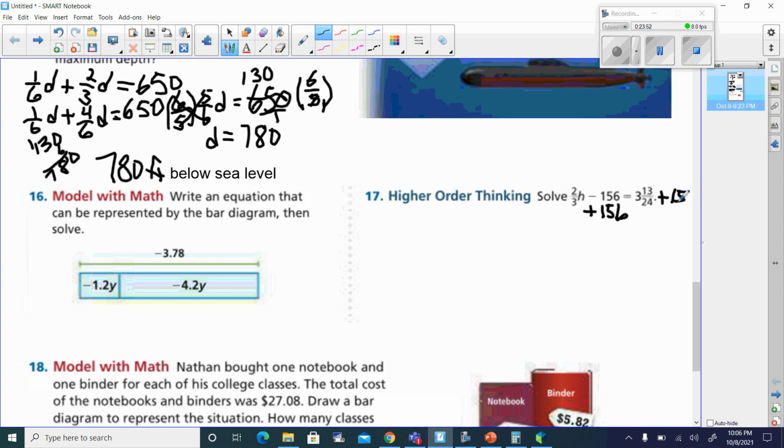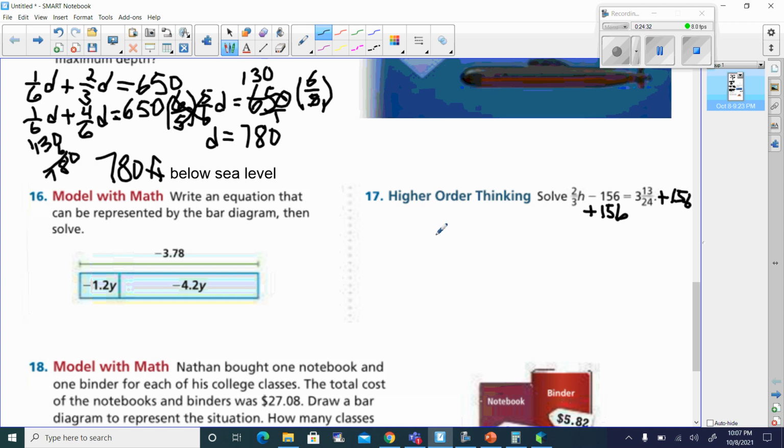This is where it gets kind of ugly, because we have a mixed number that we have to turn into an improper fraction in order to go ahead and combine our terms here, right? Well, since we're adding, do we really have to do that? Or can we say that we have 3 plus 156, our whole numbers, and we can make this 159 and 13 over 24. Does that make any sense?